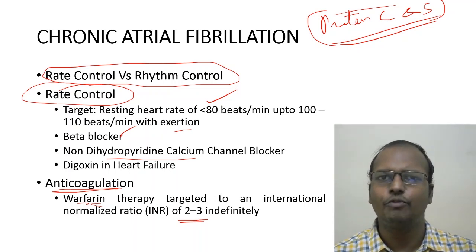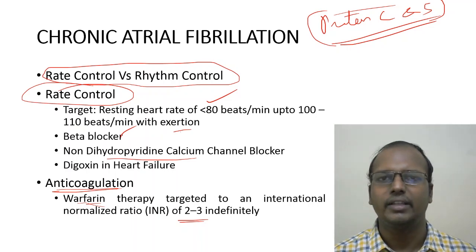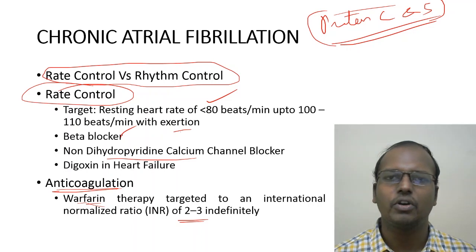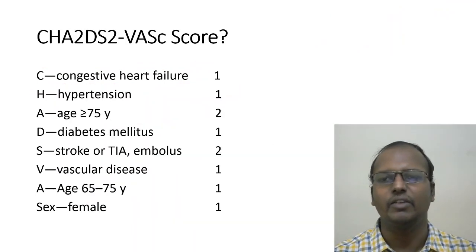Can we give them in all patients with atrial fibrillation? No. When there is valvular heart disease with atrial fibrillation, you are supposed to give warfarin or acitrom. Acitrom is also an analog. These two can be given. Whereas for non-valvular atrial fibrillation, there are a lot of newer anticoagulants which you can give, like dabigatran. Dabigatran 110 BD, like that we give.